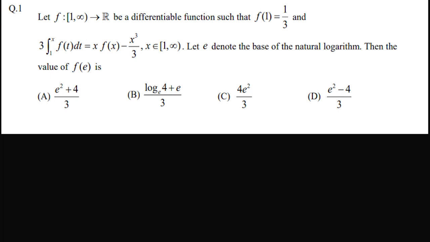Now we'll discuss JEE Advanced 2023 Mathematics Paper 2. In this question we are given a differentiable function f such that f(1) is 1 by 3, and we are given this integral equation: 3 times the integral from 1 to x of f(t) dt is equal to x f(x) minus x cubed by 3, for all x greater than or equal to 1.